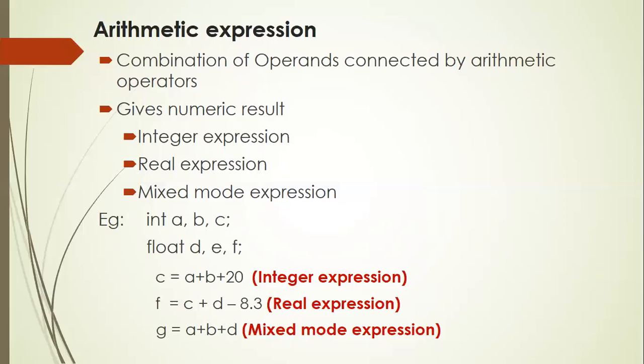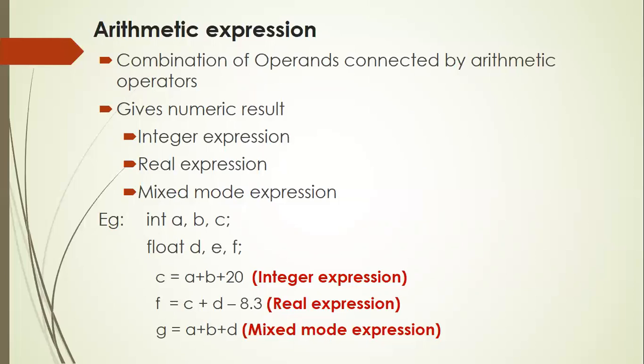For example, take the declaration int A, B, C. Here I have declared three variables A, B, C. All of them are int type. And float D, E, F declares another three variables of float type. The first expression you take: C equal to A plus B plus 20. Here A and B are integer variables and 20 is an integer constant. So the three operands are A, B, 20. Out of that, A, B are integer variables and 20 is an integer constant. The resulting expression is an integer expression.